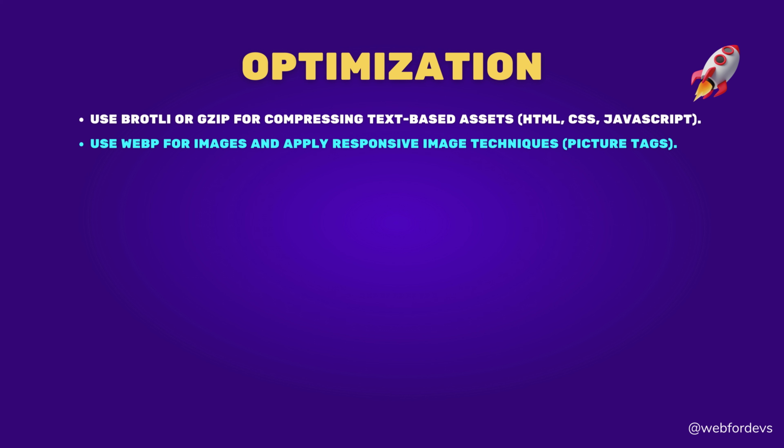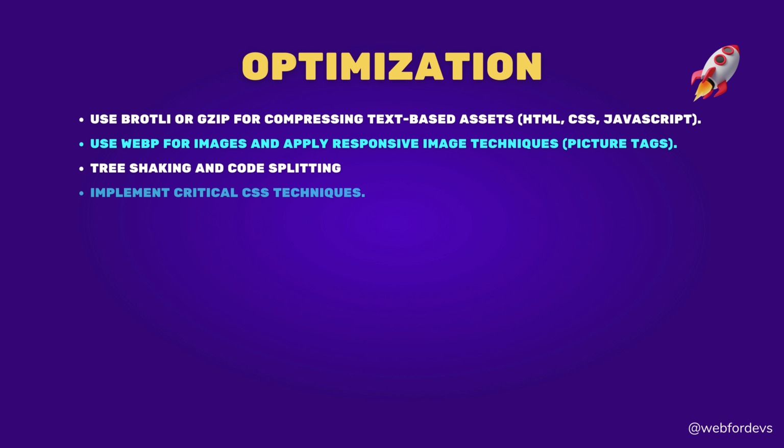The next optimization is tree shaking, where we are going to remove unused code. Then we can use code splitting for loading necessary code on demand. Also, we can apply critical CSS techniques and use preload for important styles and scripts as well.